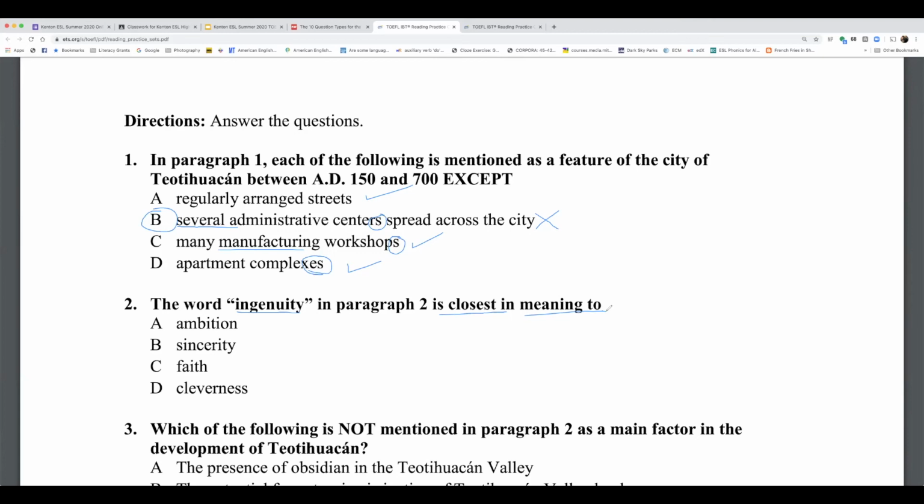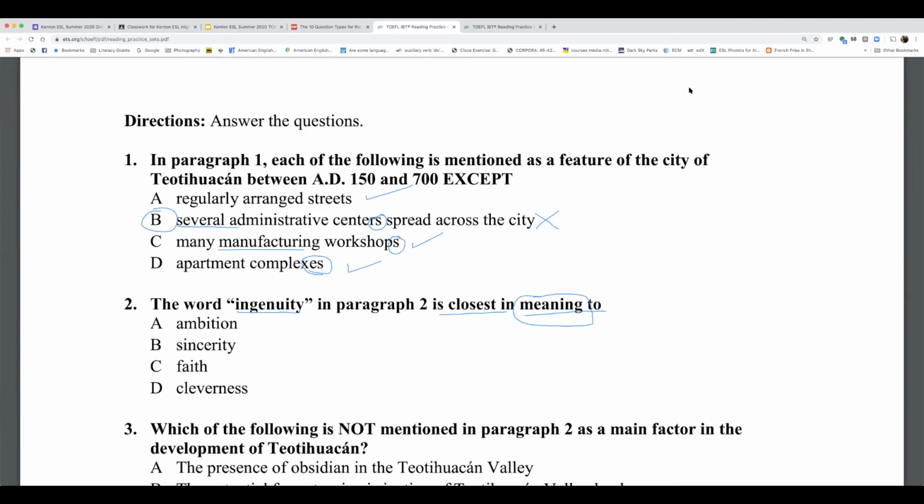No. Ingenuity. Well, we don't have to know the answer, or we're not looking for the answer. We're just trying to think what kind of question it is. Well, Rena, I see this, meaning. It's closest in meaning. The word. Yeah, the vocabulary. Yeah, it's looking for the meaning of a word.